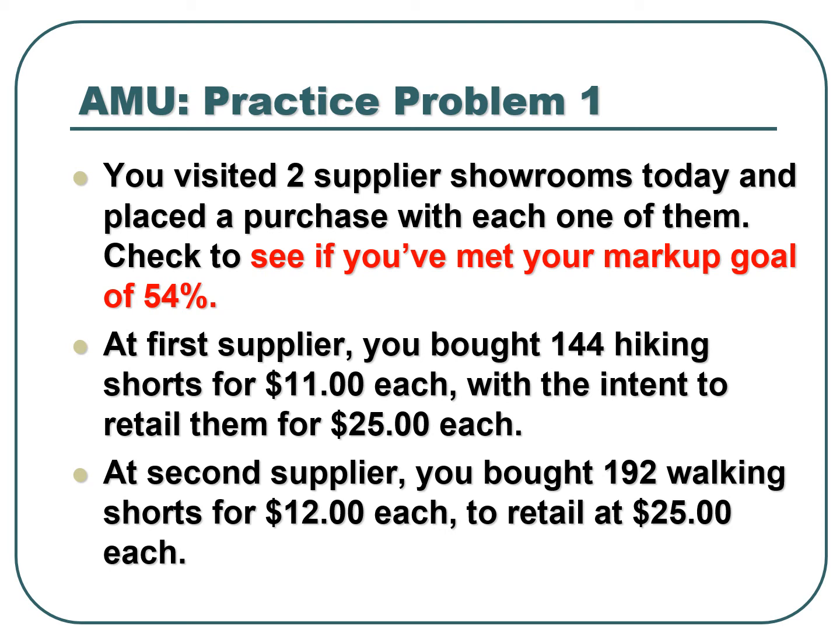cost for each of these hiking shorts, with the intent to retail them for $25 each. So $25 will be the unit retail of each of these 144 hiking shorts. From the second supplier, we bought 192 walking shorts for $12, again the unit cost, to retail at $25. That's the unit retail. Given this information, how do we calculate AMU percent?